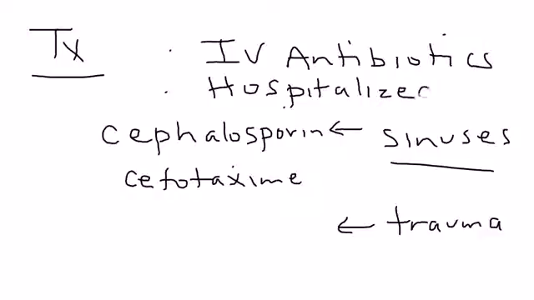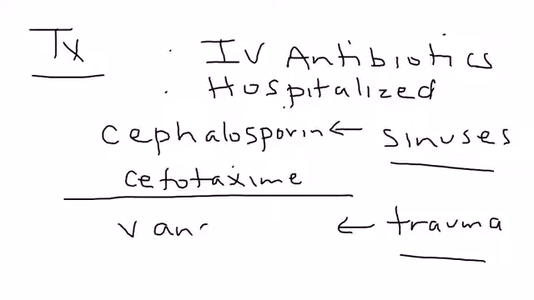You can't treat it with oral antibiotics. It's too severe. And this is also done in a hospitalized setting. So very serious. If the orbital cellulitis was acquired because of trauma, then the antibiotic choices are a little different. Most commonly, they include vancomycin in clinical vignettes, also given IV, of course.